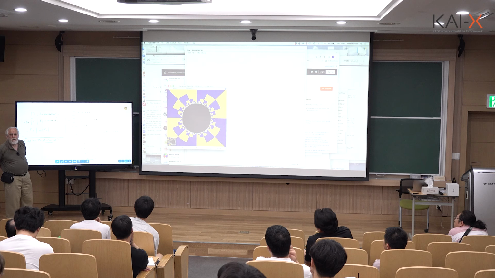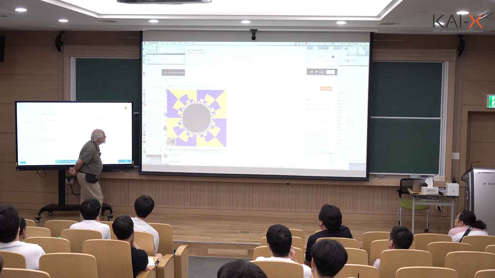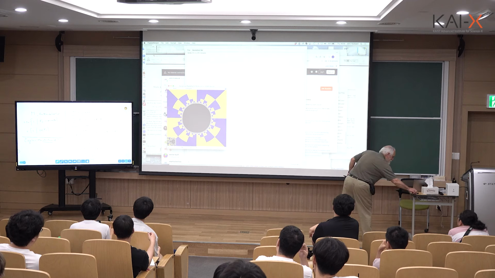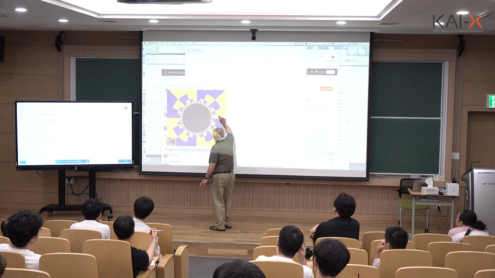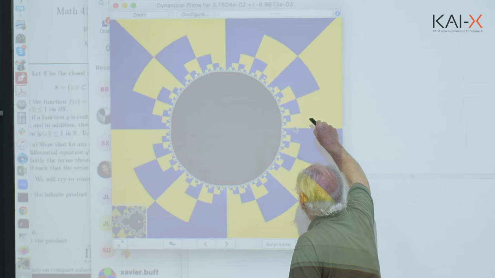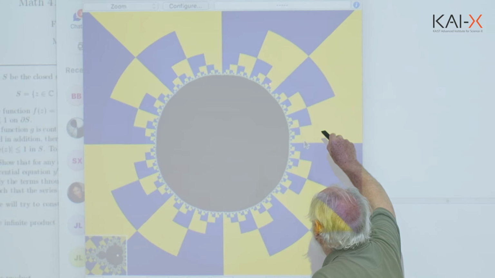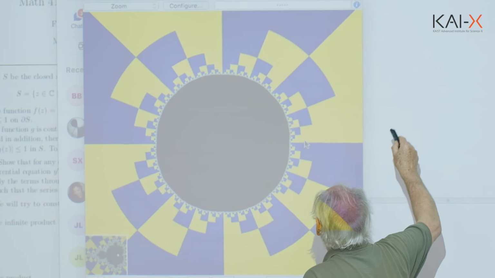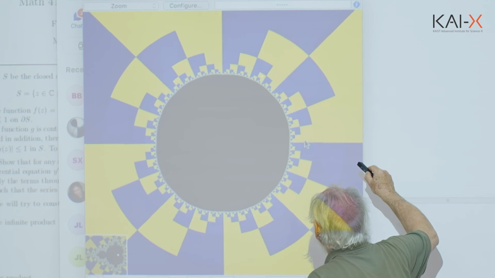Do you see that picture? This point, for instance, well, maybe I'll use this and see whether I can say this point. What is its external angle? What is its theta? It's e to the 2 pi i times 0.01001.